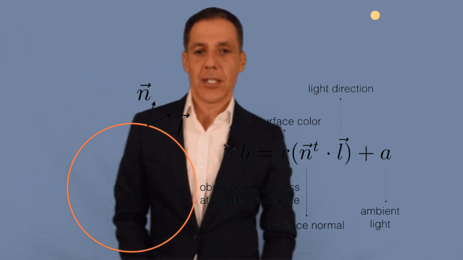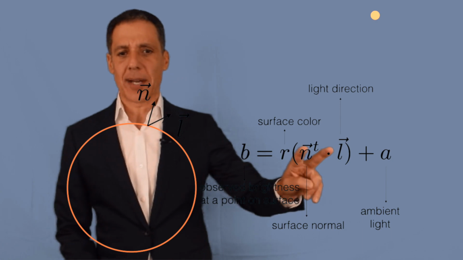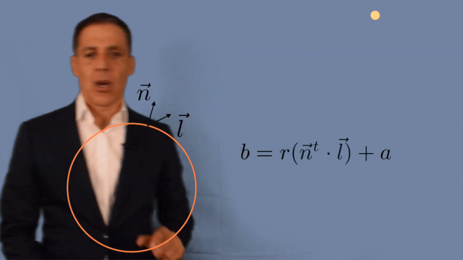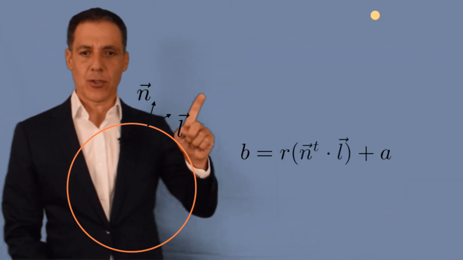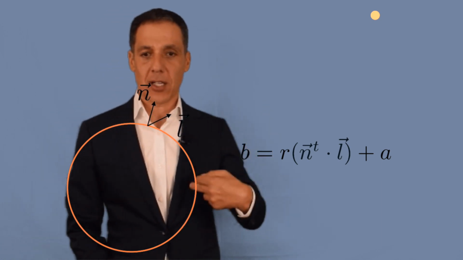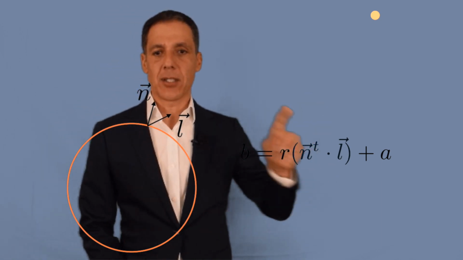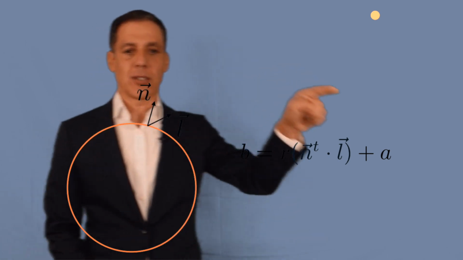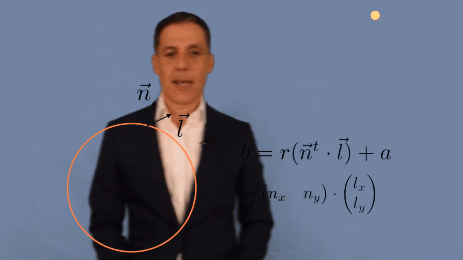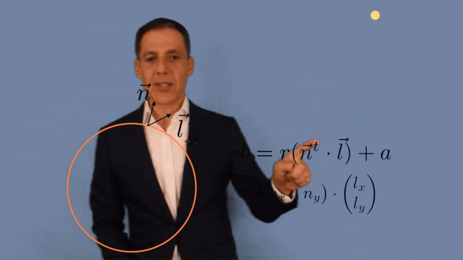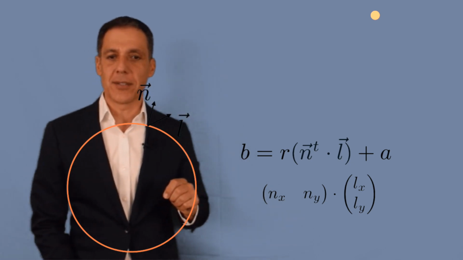Okay, good. So what's this dot product here? Why are we taking the dot product? Well, let's go back to the equation. Brightness is equal to the reflectance, the color of the surface, times the dot product of the surface normal and the light direction, plus the overall ambient term. All right, let me just write these things out so we can see what's happening here with the dot product.